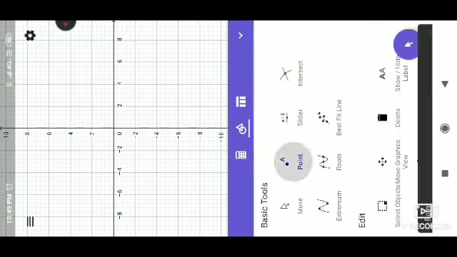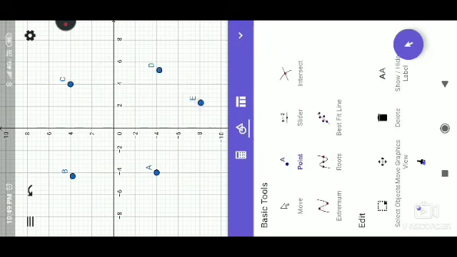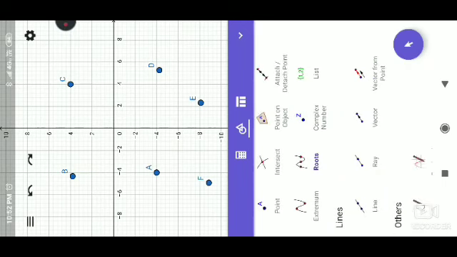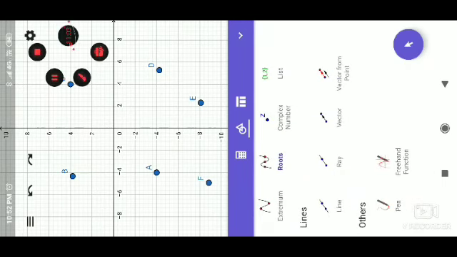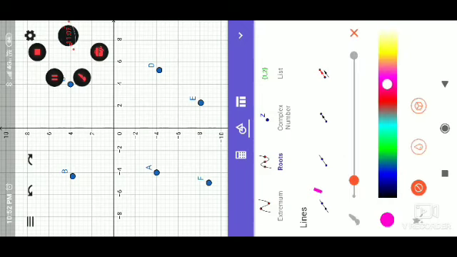So if I select this point option and plot it here, you see these are the points. This is point A, point B, point C, point D, point E and point F. Then afterwards, if you want to draw the line, just scroll down and you will see here the option that is line. This is the line option.